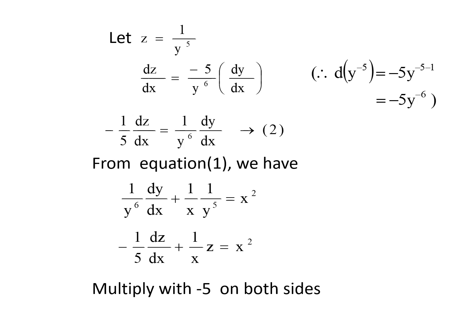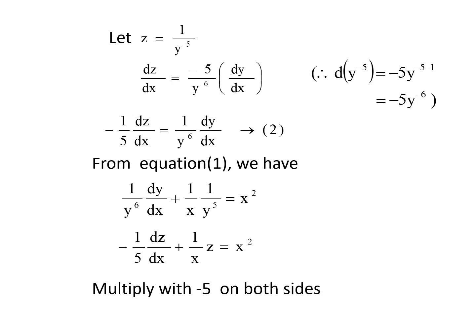This is already what we have in the previous slide. Move on to the next line. By using equation 2, substitute minus 1 by 5 into dz by dx in place of 1 by y power 6 into dy by dx. What we are going to do is substitute the equation 2 value in equation 1.